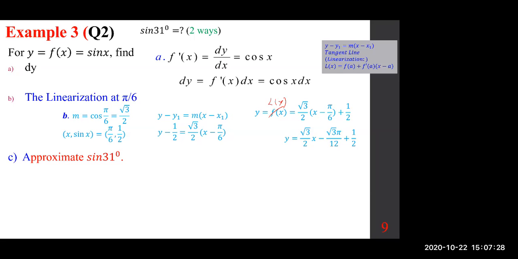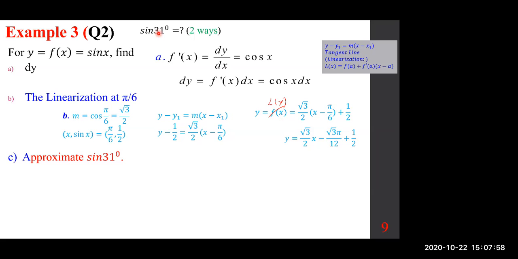Okay, by this f of x, we mean the function that represents the tangent line, so change it to L of x to be on the safe side. That's it. This is A and B. Now, we want to find sine of 31 degrees.